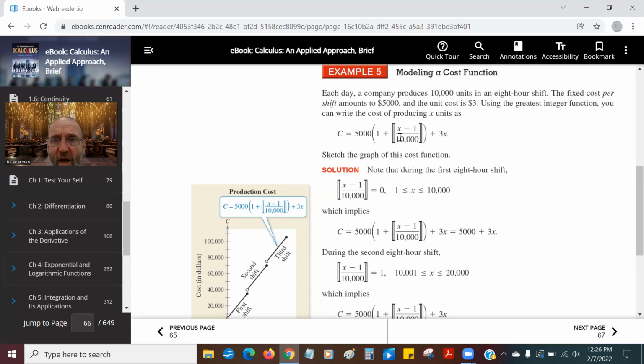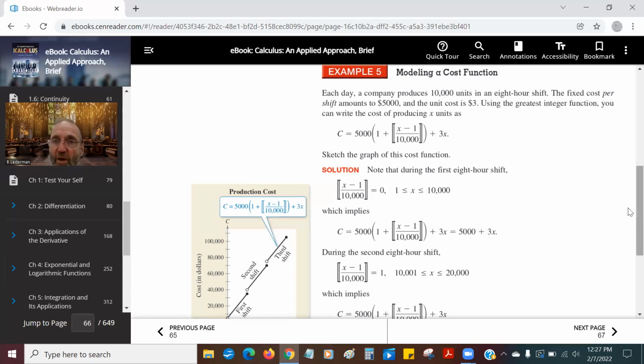This is kind of interesting. Here, if x is anything between 1 and 10,000, this whole thing is just going to knock down to 0. Once x goes higher than 10,000, then this is going to become 2 and 3 and so forth.